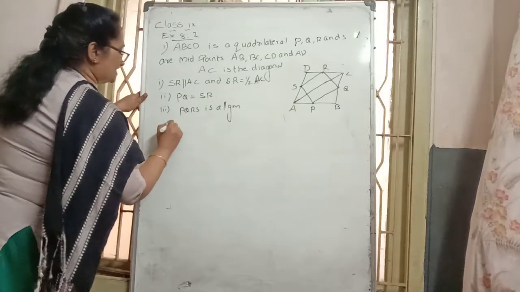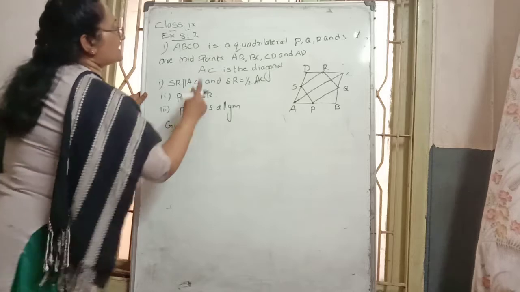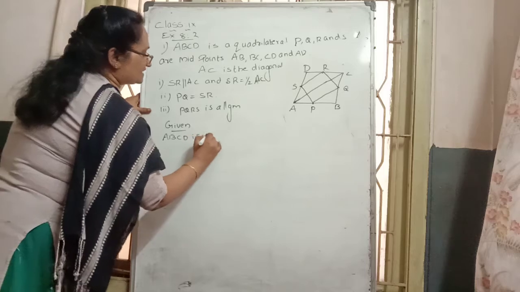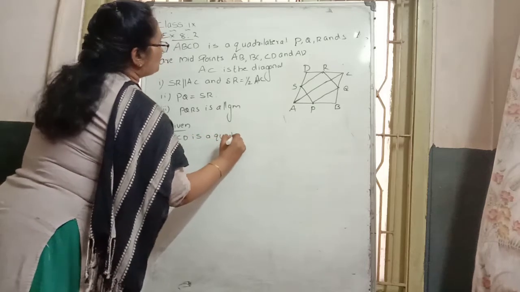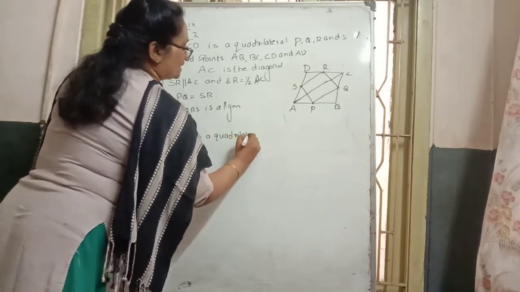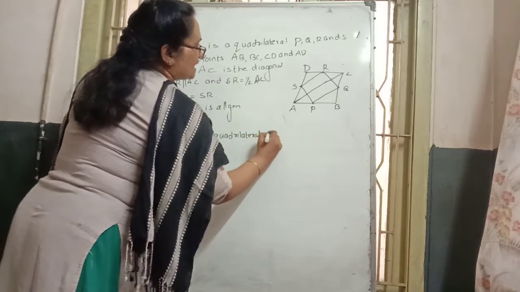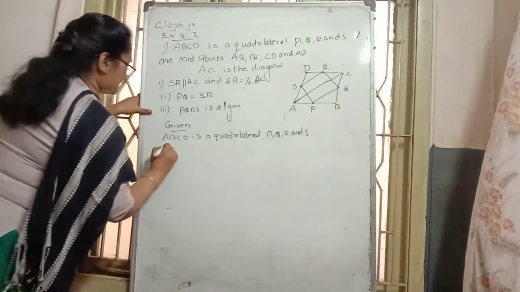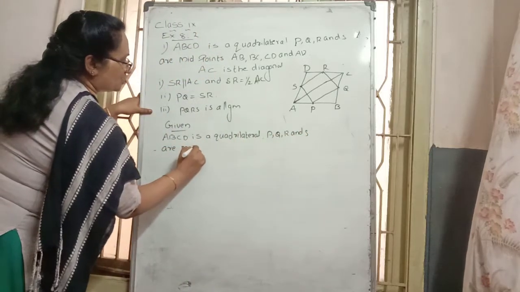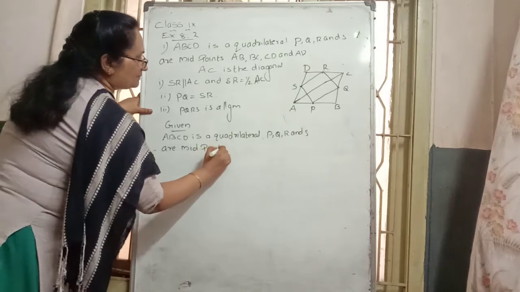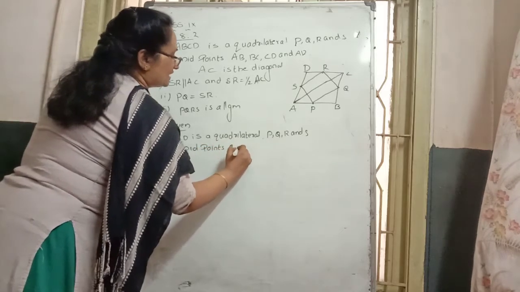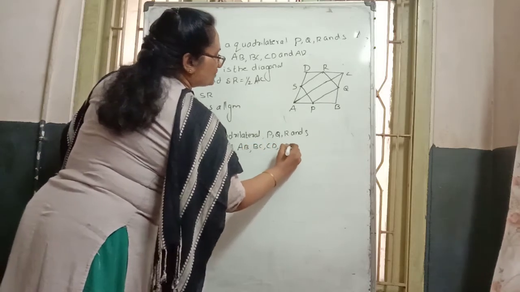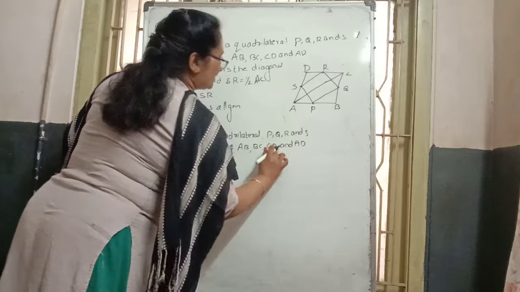First, we write the given information. What information is given? ABCD is a quadrilateral. That information we write in the given place. And P, Q, R and S are the midpoints. They are the midpoints of which sides? Midpoints of the AB side, BC side, CD side and AD side. In this way they are given.